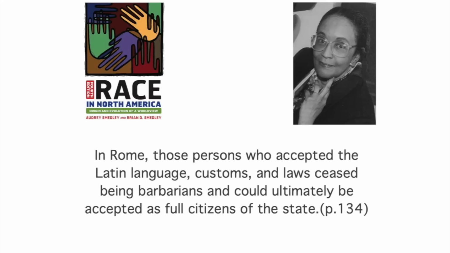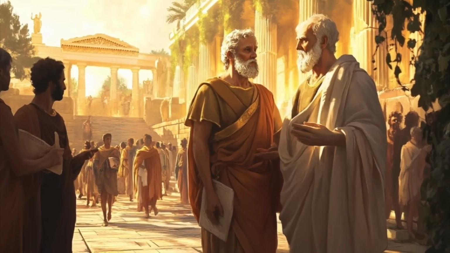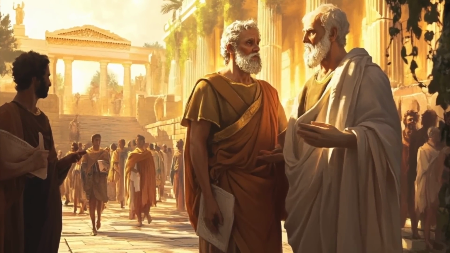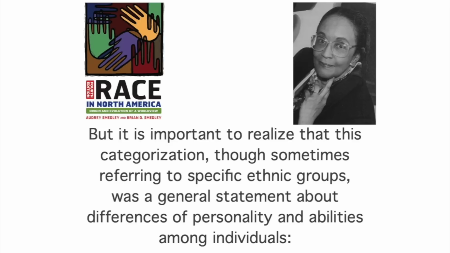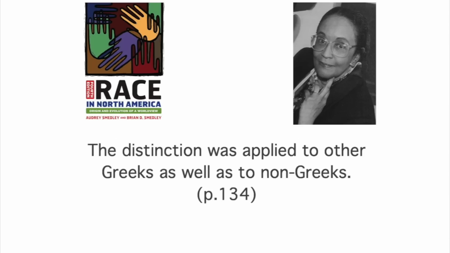Let's keep going. In Rome, those persons who accepted the Latin language, customs, and laws ceased being barbarians and could ultimately be accepted as full citizens of the state. Much has been made of the fact that some Greek philosophers, notably Aristotle and Plato, formulated the argument that some individuals were natural slaves. But it is most important to realize that this categorization, though sometimes referring to specific ethnic groups, was a general statement about differences of personality and abilities among individuals. Specifically, what these philosophers thought was the power to reason. The distinction was applied to other Greeks as well as to non-Greeks.